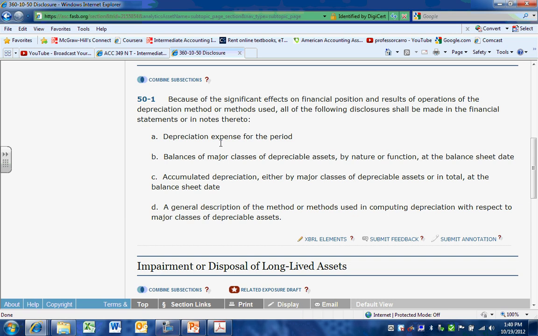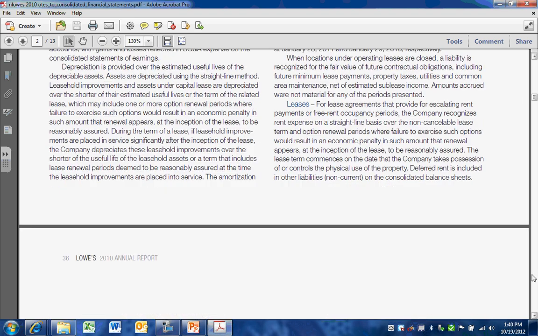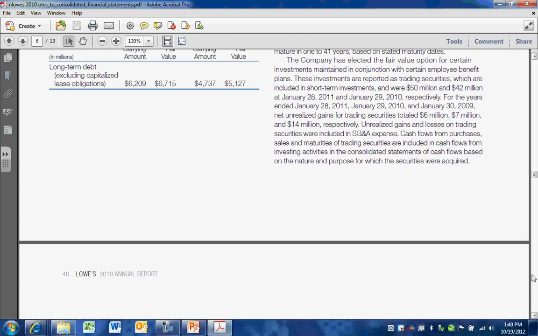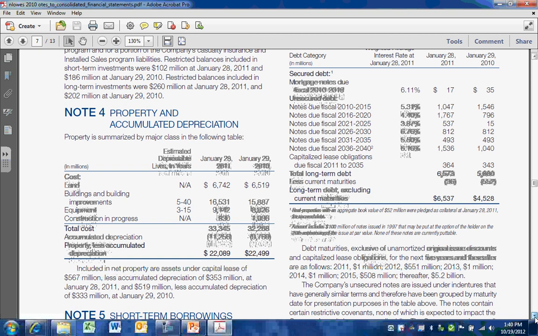We need to disclose the depreciation expense for the period, the class of assets, the accumulated depreciation, and the method that is used. If we go to the Lowe's financial statements, we will see that there is a separate note that relates to property, plant, and equipment.